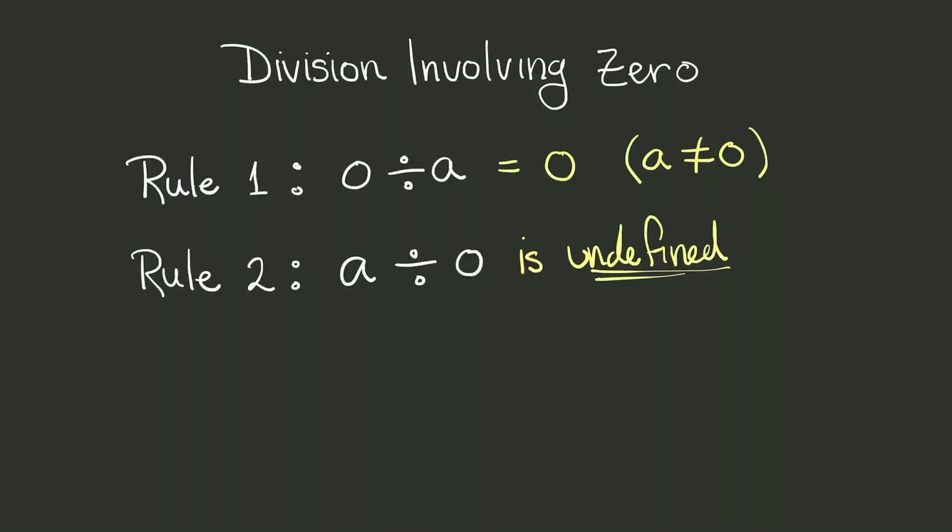Let's think about what this means. If I take 4 and I divide it by 2, that means I'm going to take 4 and split it into 2 equal parts of size 2. But if I take 4 and I divide it by 0, that means I'm going to take 4 and try to split it into 0 equal parts. And that makes no sense. It's undefined.